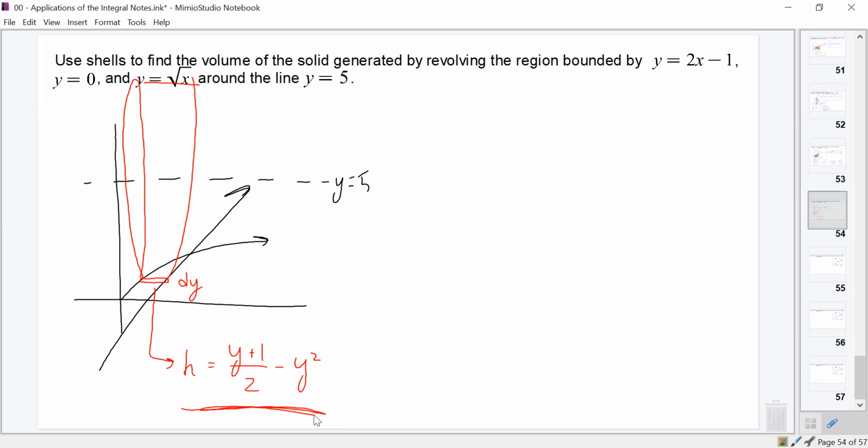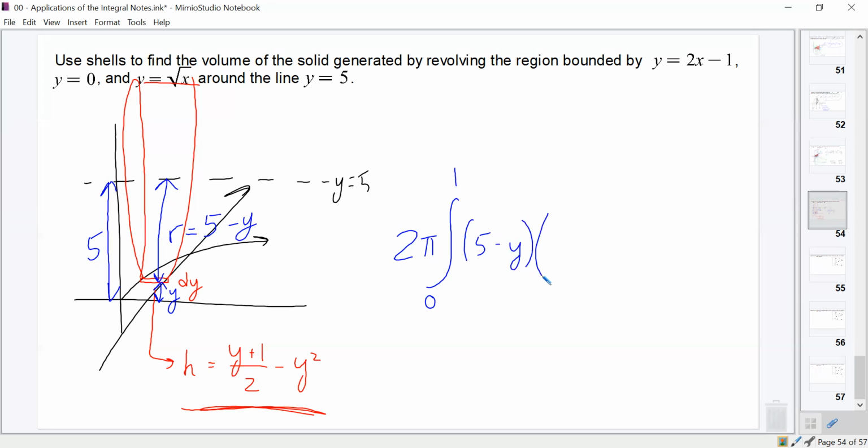So this time our radius extends from the line we're revolving around down to that rectangle. Well, from the rectangle down to the x-axis is y units, and the whole thing is 5 units. So that radius ought to be 5 minus y. So this integral is going to be very similar to the last one. It's going to be 2 pi times the integral from 0 to 1, our lower bound to our upper bound. And now our radius is just 5 minus y, and our height remains unchanged, (y plus 1) over 2 minus y squared, dy.